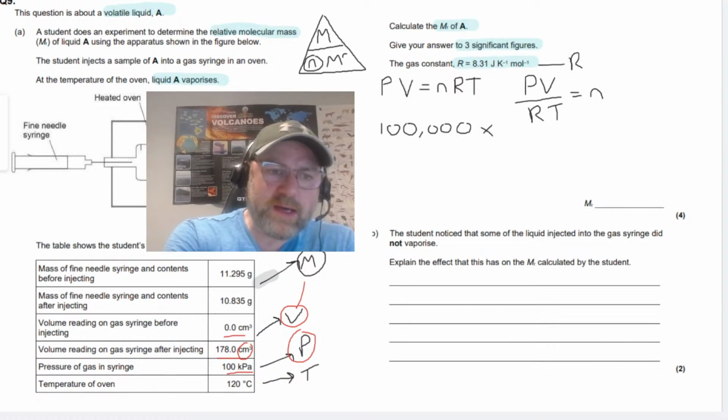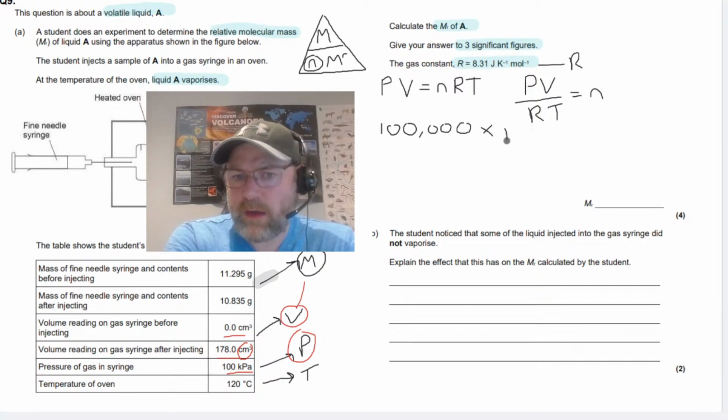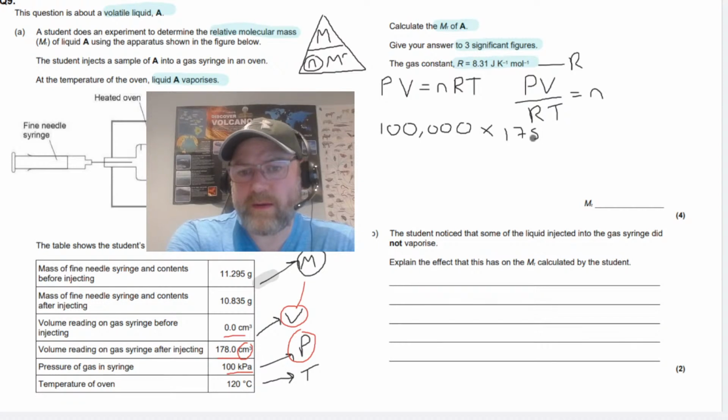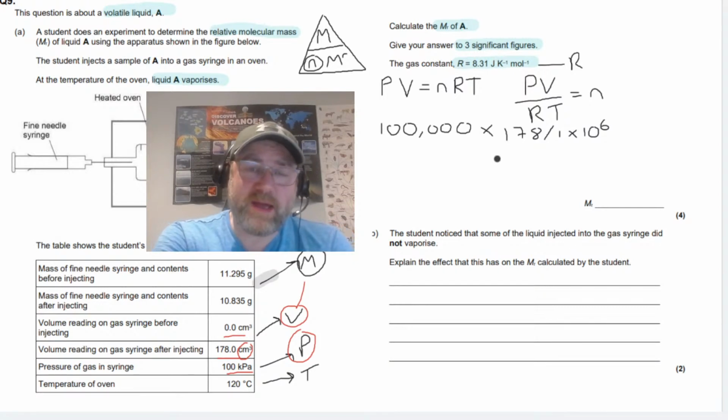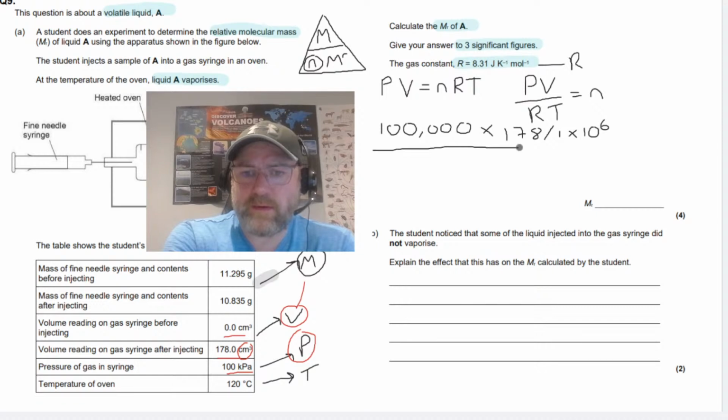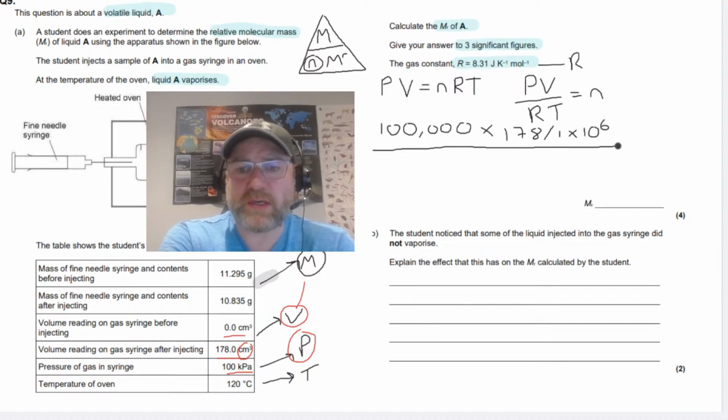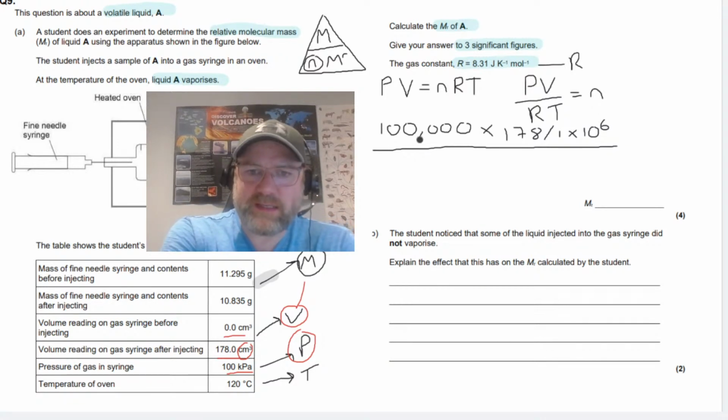In order to do that, you're going to do 178 divided by 1 times 10 to the power of 6, which is a million. And what you'll get is 1.78 times 10 to the minus 4 when you do that. You can check that in your calculator. You should get 1.78 times 10 to the minus 4.